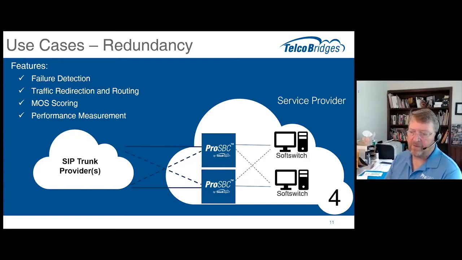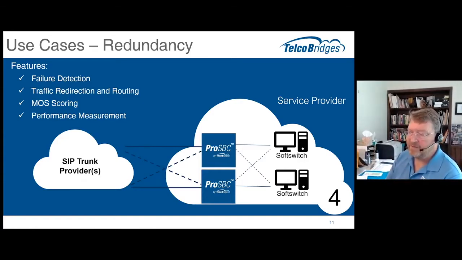So let's say, for example, one of the SIP trunk providers were to start performing poorly and the MOS score started to go up. ProSBC can detect that and can reroute the traffic to a different SIP trunk provider to handle the traffic because the MOS score is poor on the other operator. If an operator goes out of service, ProSBC can detect that and redirect the traffic. If a soft switch were to go out of service, again, the SBC can redirect the traffic.